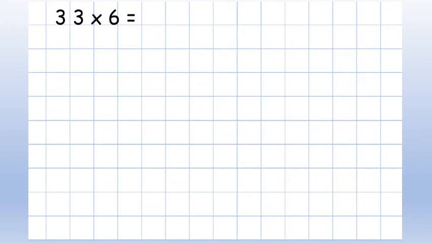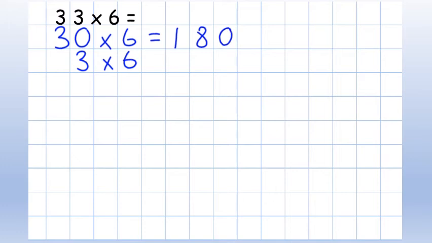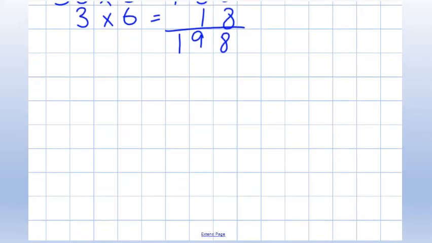33, how does that partition? It partitions into a 30 and a 3. We're going to multiply them both by 6. 30 times 6 is 180, because 3 times 6 is 18. And then we add those together, which should give us 198. Then if we factorise it, let me just roll the board down again.